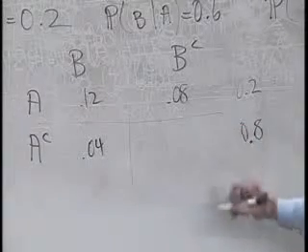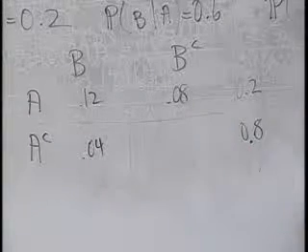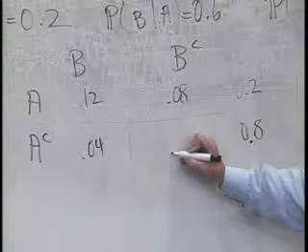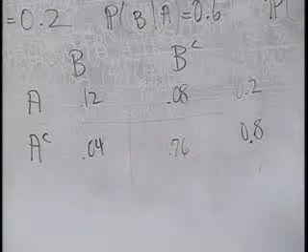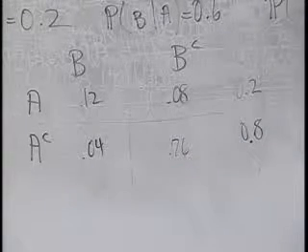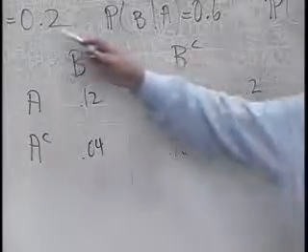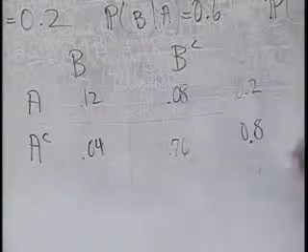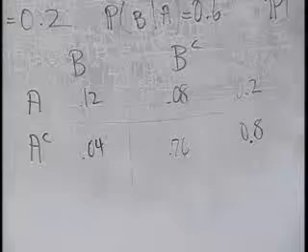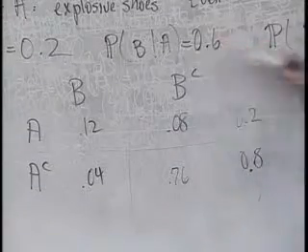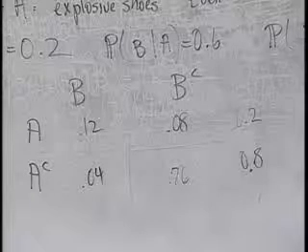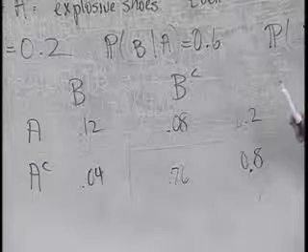And what's the probability that you find someone who has no explosives and no beard? 0.76. So, given this sort of information for 2 events, the probability of one of the events and the conditional probability of the other event, given your chosen event and its complement, you can always fill out a table like this. This is complete information.